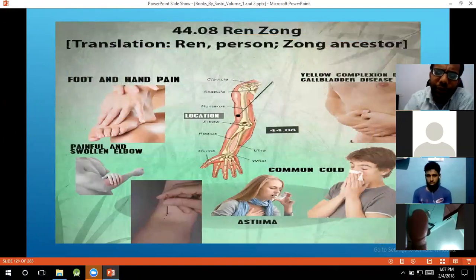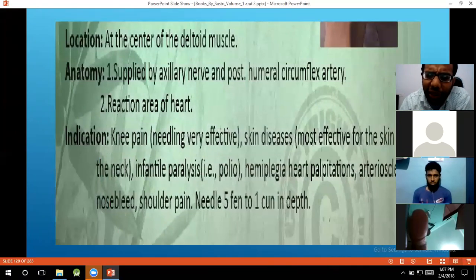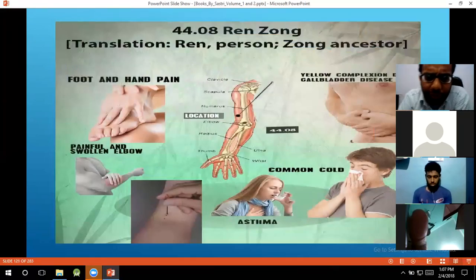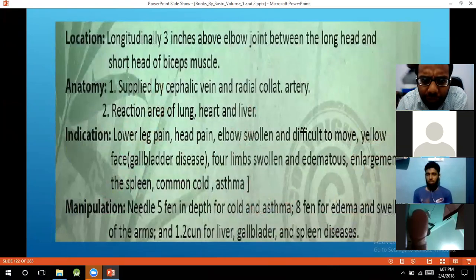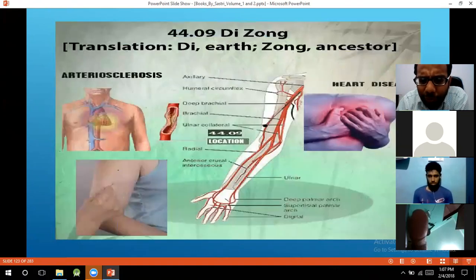Then comes 44.08. The reaction area is generally the heart and the liver. 44.08 is very good for affecting the stomach, cold and pain, and swollen elbow, especially golfer's elbow and tennis elbow. You will get very good results for this, and patients get very good results in this type of case. It also gives you a very good result in lung, heart, and liver. I told you, it helps with head pain, swollen elbow, and a large number of problems you can recover with this. Now comes 44.09.